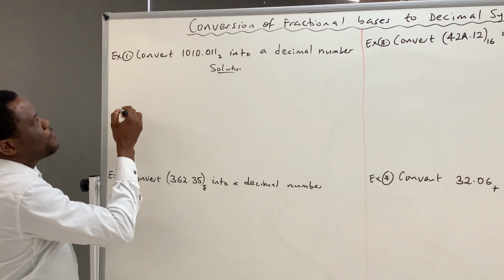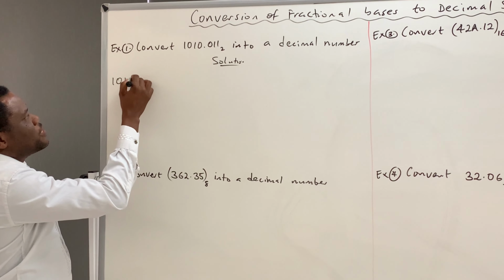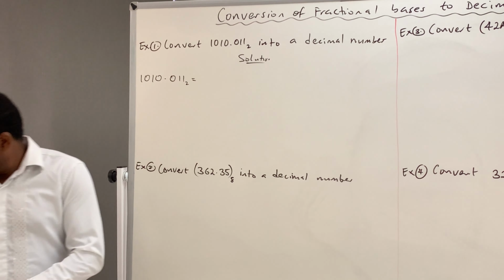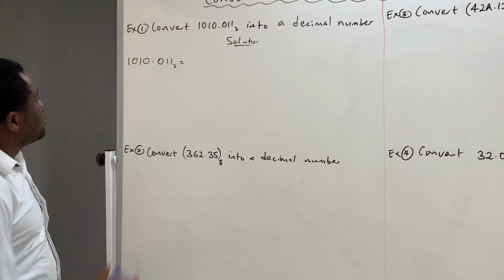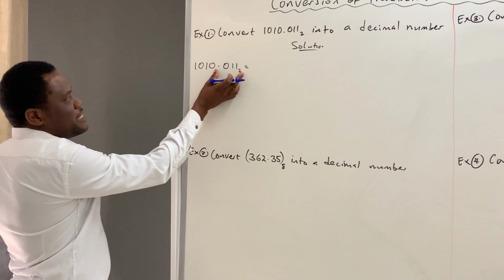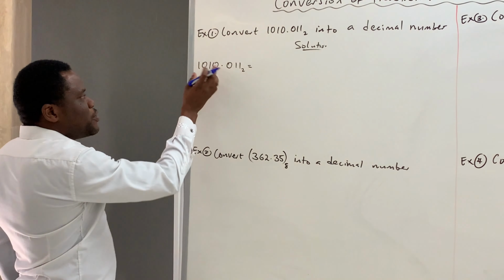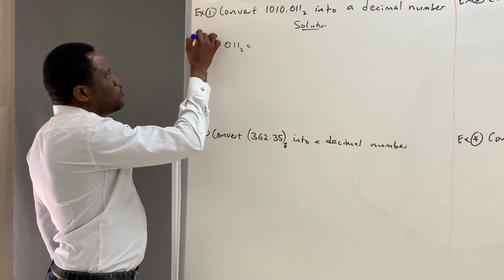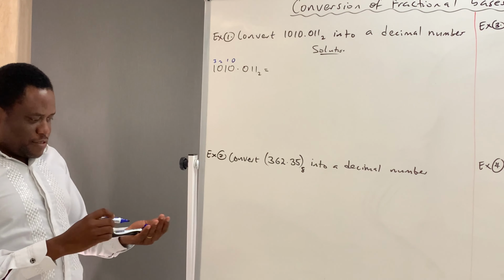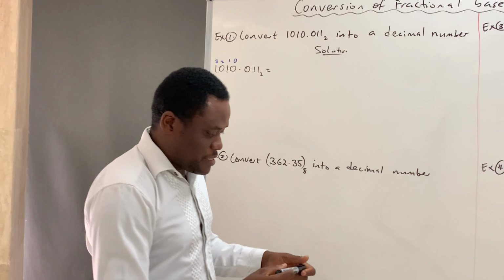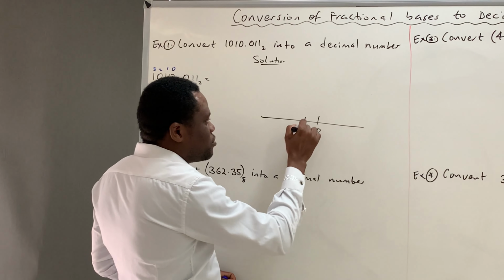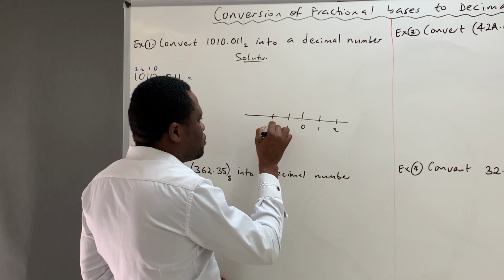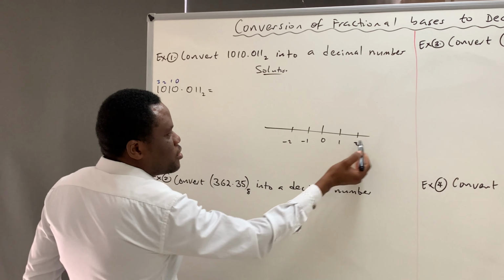Solution. The first question is 1010.011 in base 2. Now, this is the first question. This is the whole number, and this is the decimal part, right? So the whole number, you number it the way you did before, which is 0, 1, 2, 3. But the numbers after the point are what? Negative, just like your number line system. Number line system, this is 0, this is negative, this is positive. Right? So you count this.